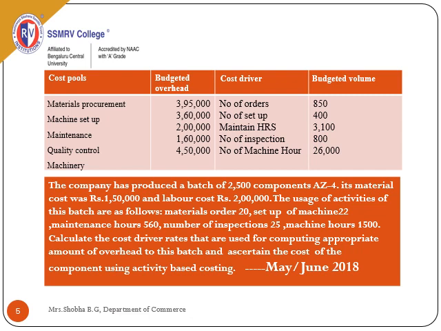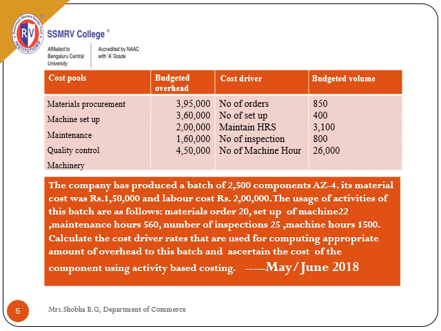It means the company has planned to produce a product called AZ4, that is 2500 components. Its material cost was rupees 1,50,000 and labor cost is 2 lakh. So here they have given you the cost of the material and labor for the AZ4 product. Next, the usage of the activities of this batch are as follows.